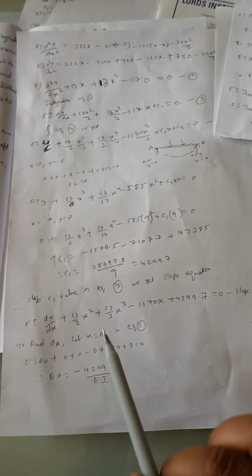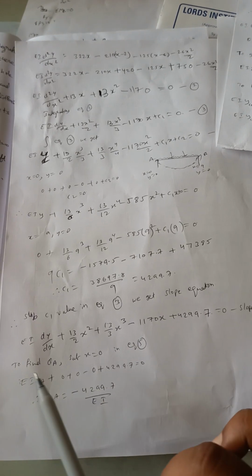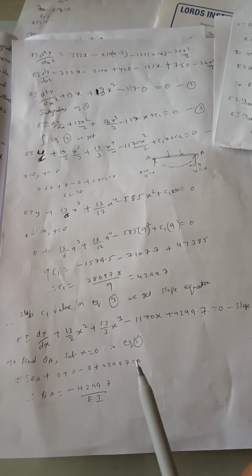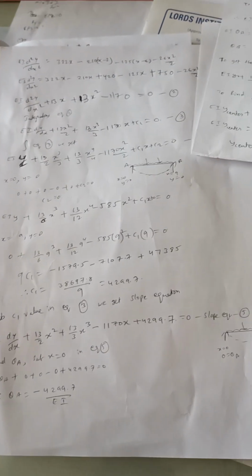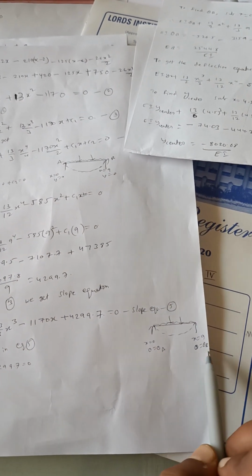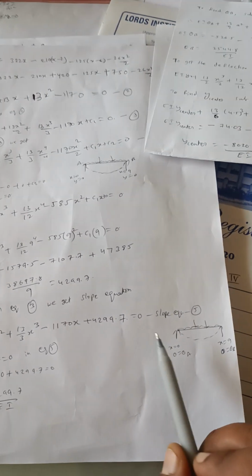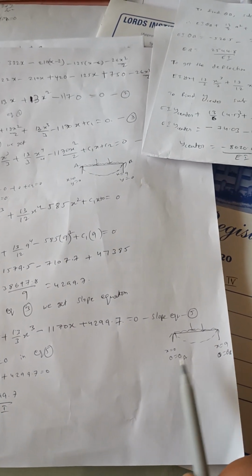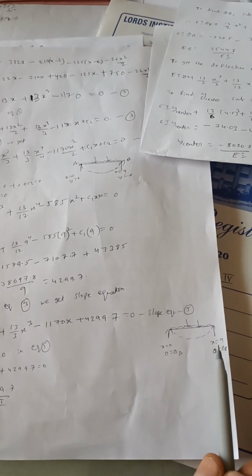This is the slope equation. Now we can find the slope. Now to find theta A, substitute x equal to 0. Let's see here. So x equal to 0, theta equal to theta A, x equal to 9, theta equal to theta B. So substitute x equal to 0 in the slope equation, you will get theta A. Substitute x equal to 9 in the slope equation, you will get theta B.